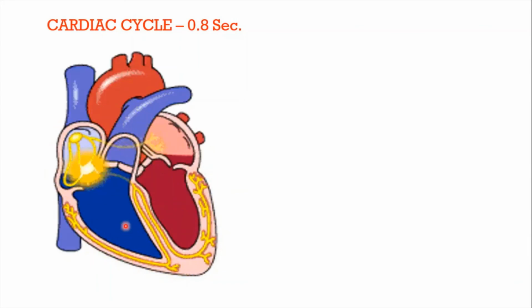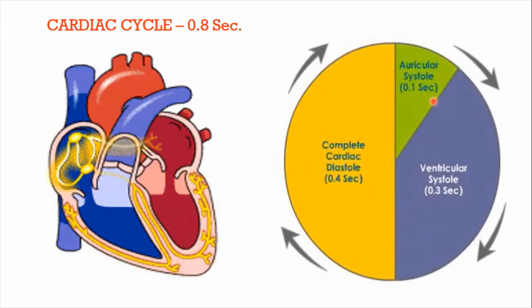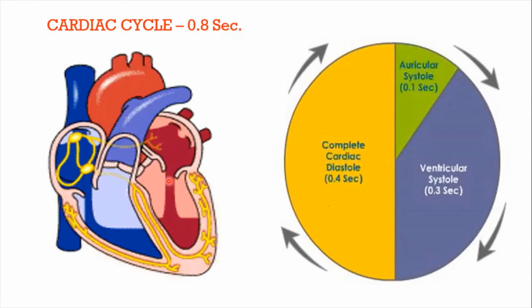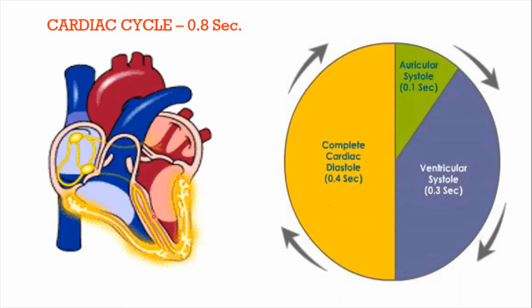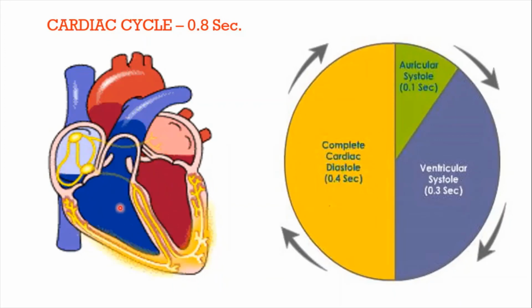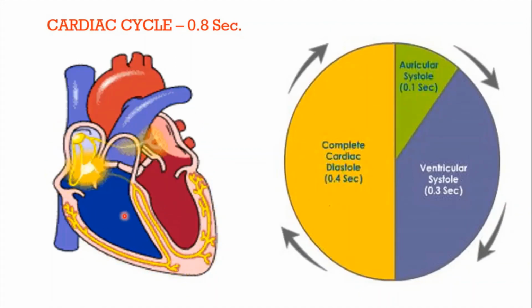Atrial systole lasts for about 0.1 second. Atria just work as passages or reservoirs. There is a sheet of connective tissue separating the atria from the ventricles. That's why action potentials from the SA node can't reach the ventricles directly. This is the reason why the ventricles contract after the atrial systole. This arrangement facilitates the proper pumping of blood from the heart.